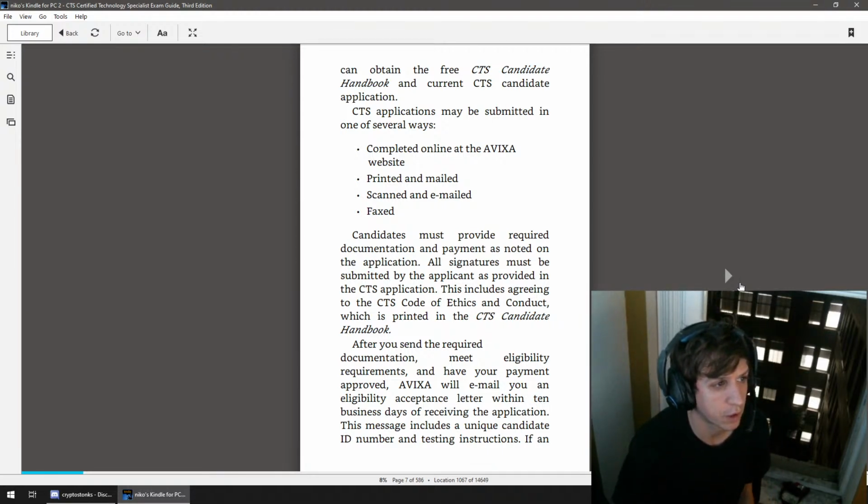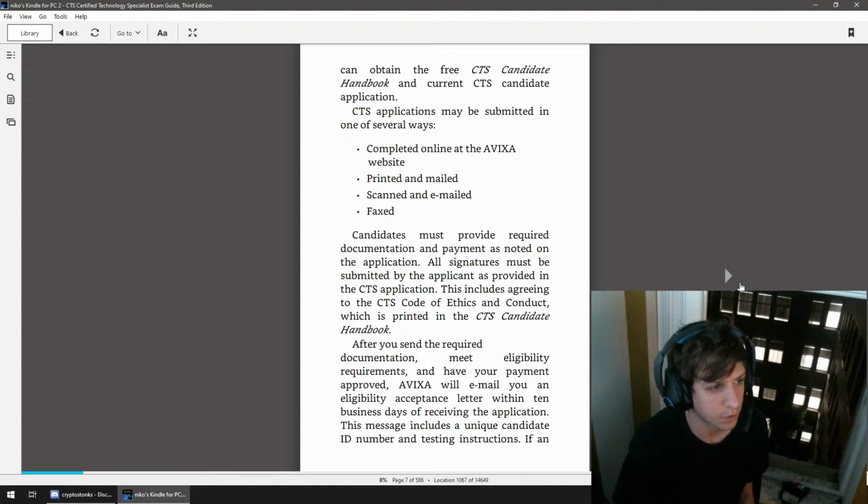Candidates must provide required documentation and payment as noted on the application. All signatures must be submitted by the applicant as provided in the CTS application. This includes agreeing to the CTS Code of Ethics and Conduct, which is printed in the CTS Candidate Handbook.